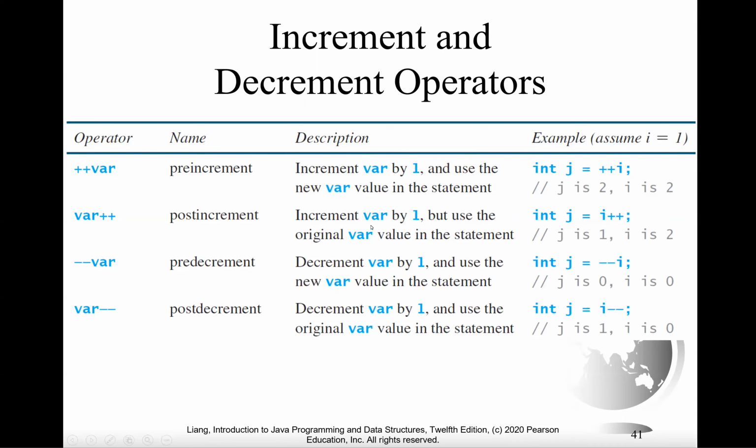For the post-increment, you have i is 1. Now you assign i++ to j. First you increment i by 1, but the old value of i, which is 1, is assigned to j.